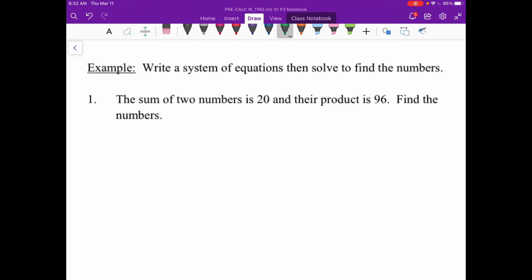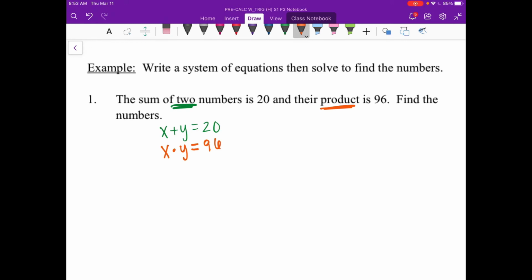All right, the last bit of the notes will be writing a system of equations and then finding the numbers that we're looking for. So kind of like a word problem, and you figuring out which values make it work. Okay, so first we have the sum of two numbers is 20. So we're just going to call the numbers x and y. So x plus y need to equal 20. And then their product means multiplication, is 96. So if I were to multiply x times y, whatever those are, we're going to get 96.